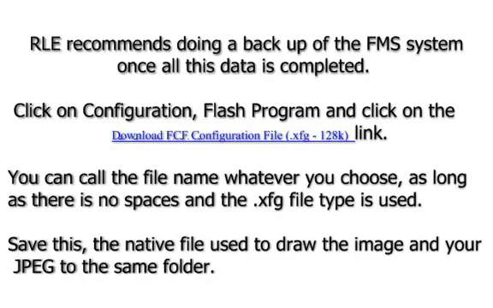RLE recommends doing a backup of the FMS system once all this data is completed. Click on Configuration, Flash Program, and click on the Download FCF Configuration File link. You can call the file name whatever you choose, as long as there's no spaces and the .xfg file type is used. Save this, the native file used to draw your image, and the JPEG to the same folder for future backup.